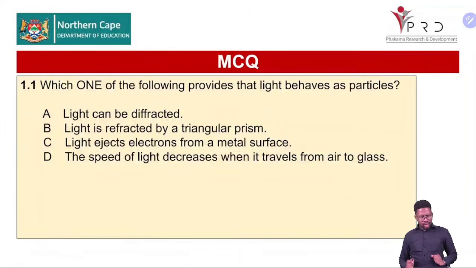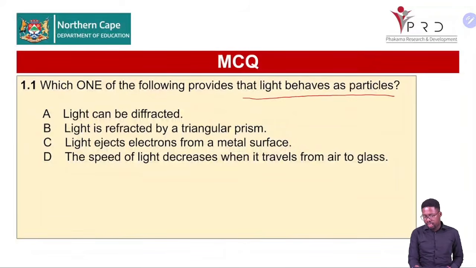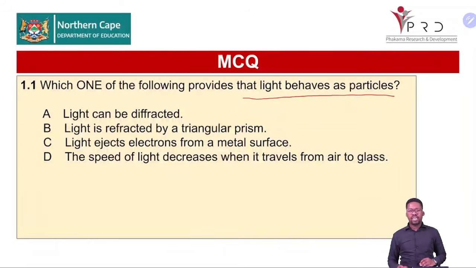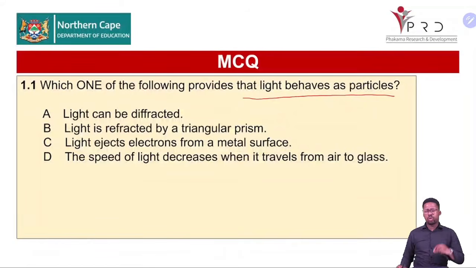Now, let's look at this multiple choice question. We are saying a multiple choice is not a guess activity. You can't say that your grandmother's name is Christina, therefore the answer is C. We can't work in that fashion. Let's make sure that we read the statement, we understand the statement. Which one of the following proves that light behaves as a particle? Remember, that is the importance of the photoelectric effect. It is to demonstrate the particle nature of light.